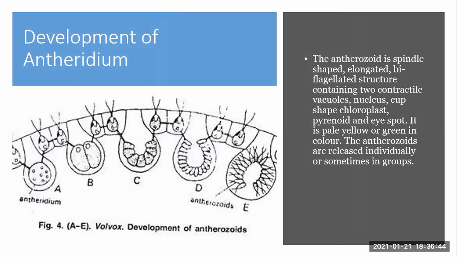The antherozoid is a spindle-shaped, elongated, biflagellated structure containing two contractile vacuoles, a nucleus, a cup-shaped chloroplast, a pyrenoid, and an eye spot. It is pale yellow green in color. The antherozoids are released individually or sometimes in groups.